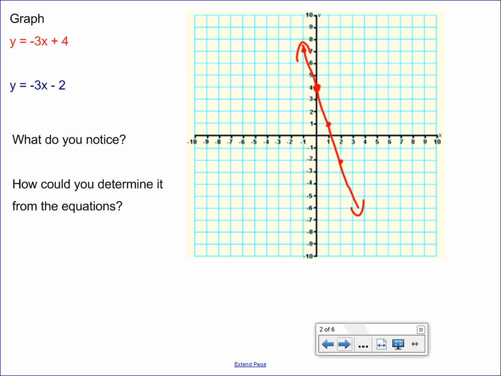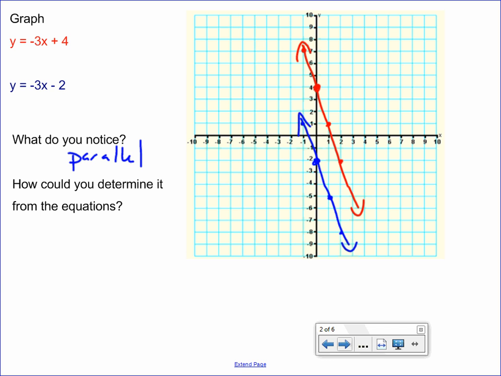Okay, if I were to graph the second one, it would be a y-intercept of -2 and a slope of -3. So I'd do this here, and I'd be able to graph the line like so. And hopefully we can see that these two lines are parallel.